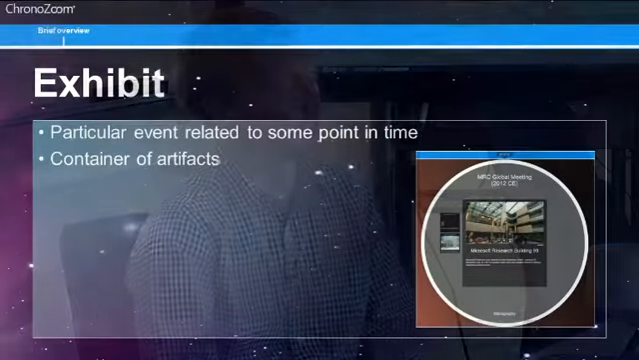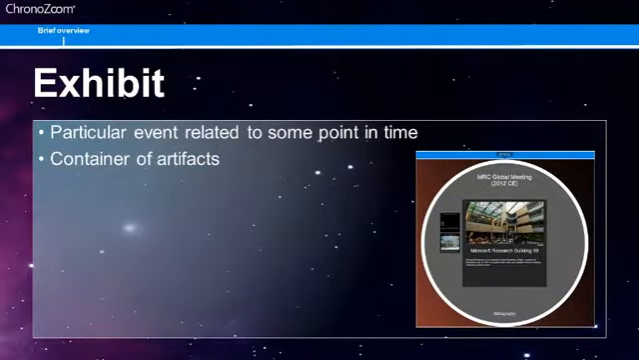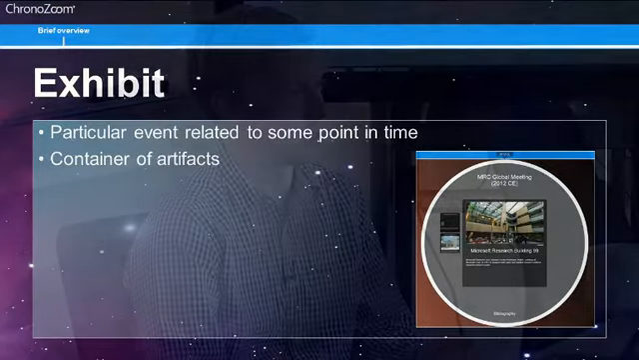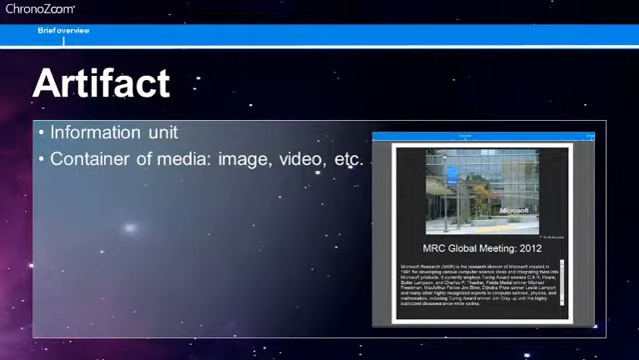Exhibits are represented as circles, and each is a particular event related to some point in time. Their primary goal is to be a container of artifacts, which are the core content of ChronoZoom. An artifact is an informational unit. This is what people usually try to explore. They look at the media content and read the description of the artifact, because this shows and covers the area of the exhibit.